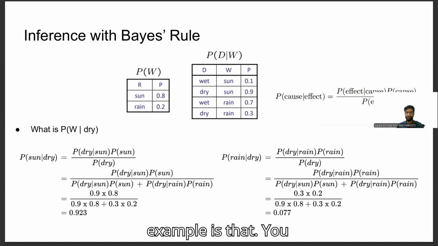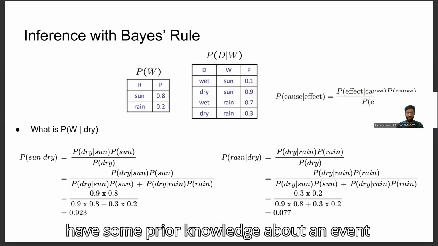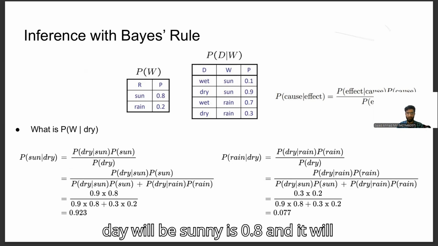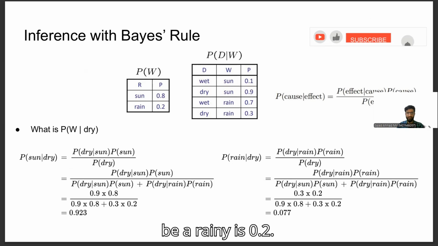Another example is that you have some prior knowledge about an event: the probability that a day will be sunny is 0.8 and that it will be rainy is 0.2.